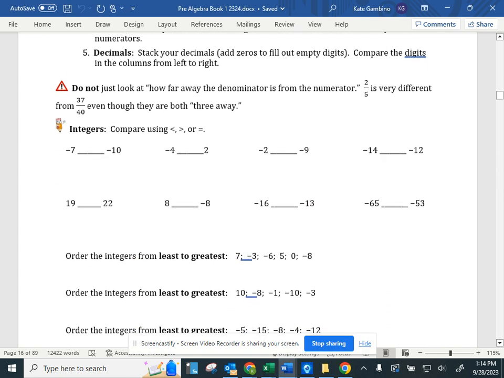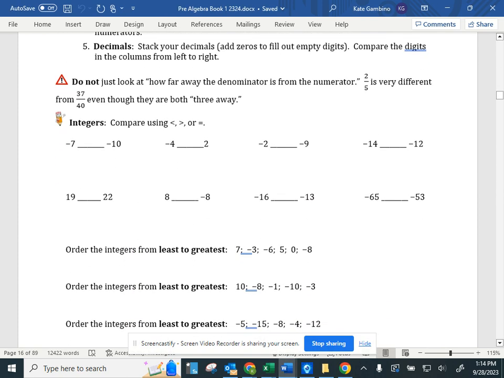Remember, we can stack those decimals, adding zeros to fill in the empty digits. So we can compare the digits in the columns from left to right, starting with the bigger place, the tens place, then the hundreds place, then the thousands place.